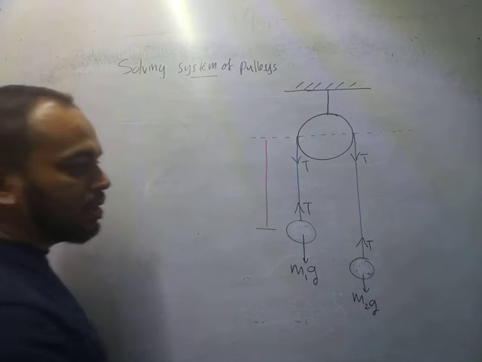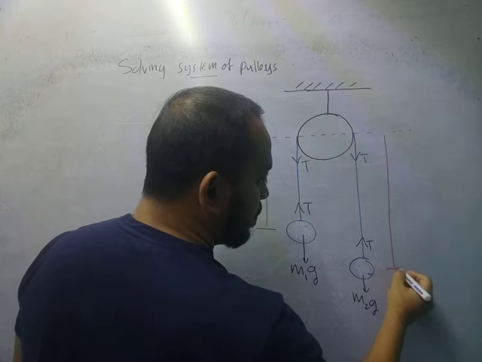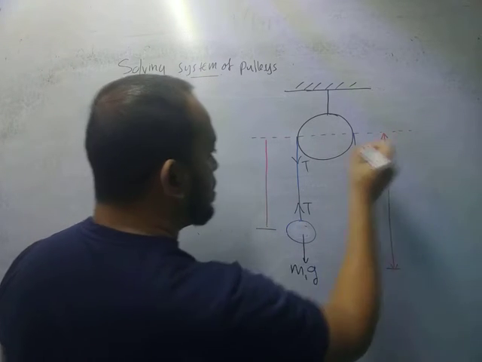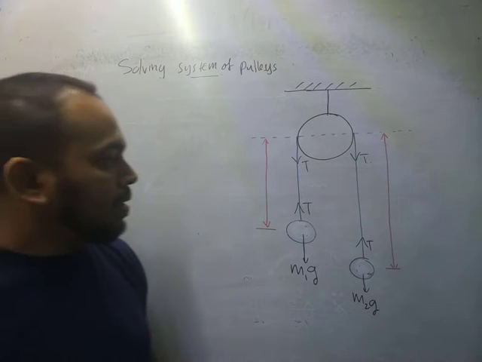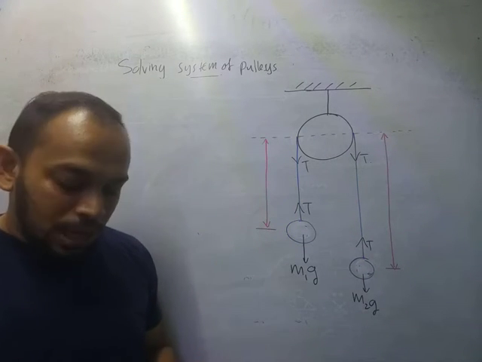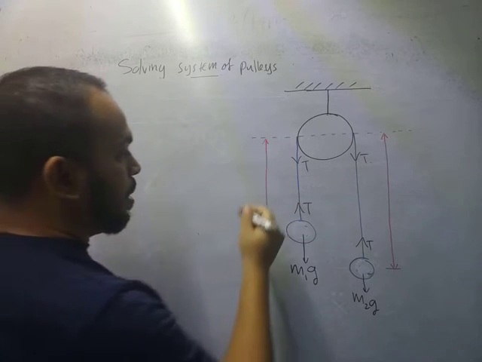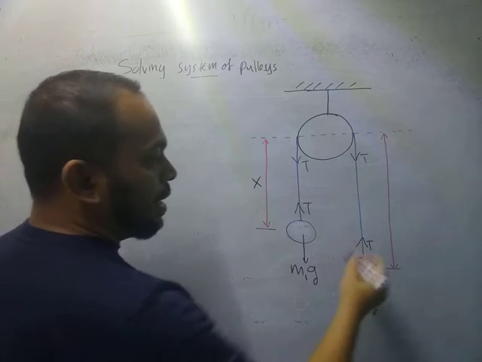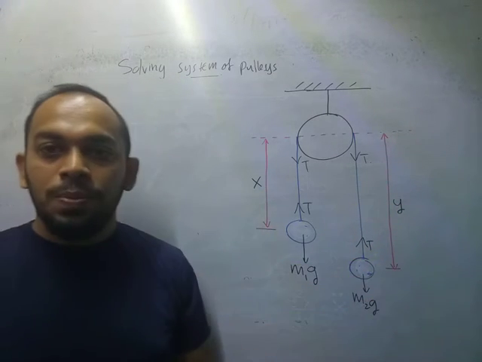That's the displacement. And this is the other displacement, of the other particle. So we are going to give them names, variables. Now these are two different variables. So I am going to mark this as x and this as y. X displacement and y displacement.